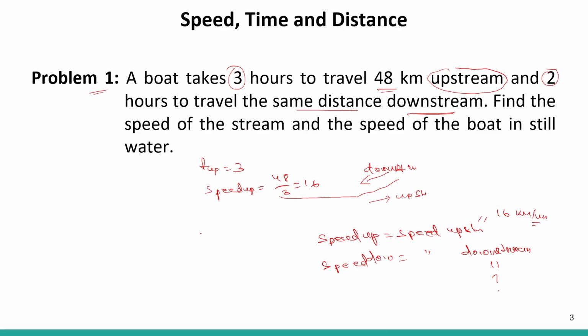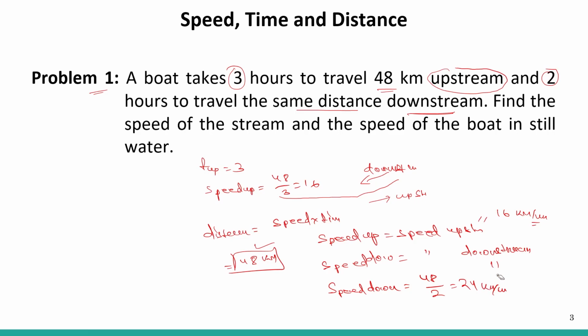The distance is equal to speed into time, that is 48 kilometers. To cover that same distance when coming downstream, speed down is equal to 48 by 2, that is equal to 24 kilometers per hour. So we have now found the speed of the boat downstream. Next, to find the speed of the stream and the speed of the boat in still water.